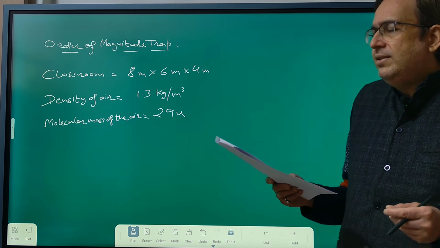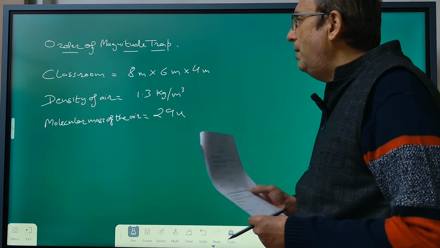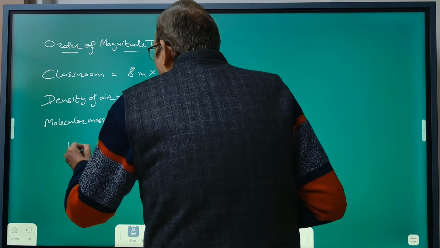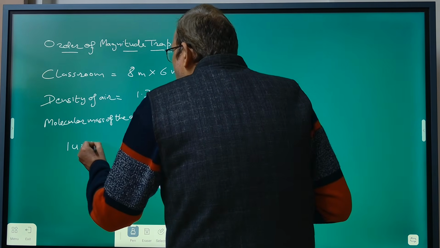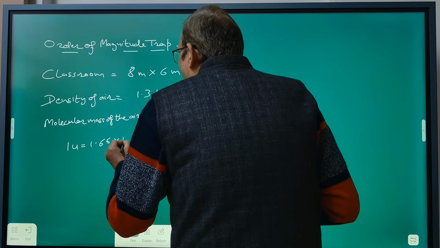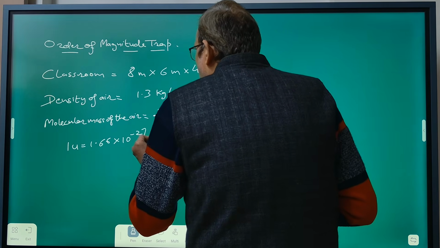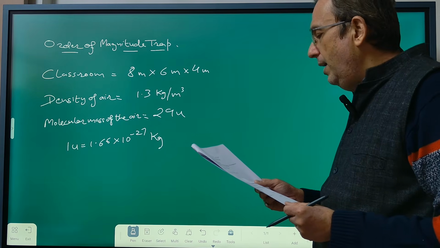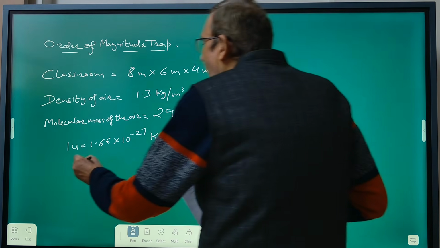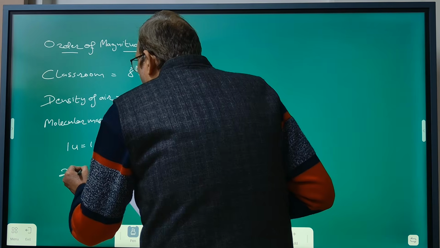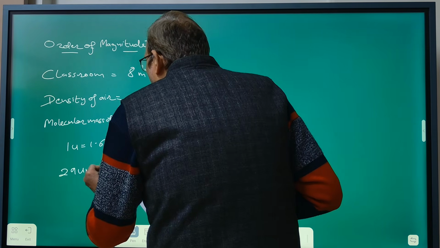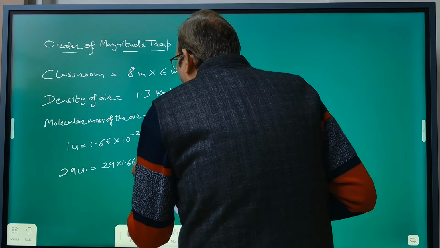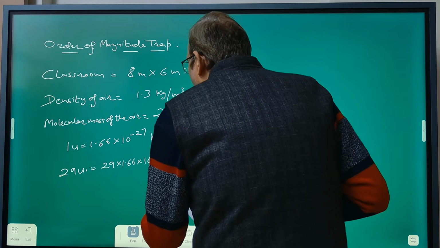So then what is the mass of one molecule of air? Since 1 atomic mass unit is equal to 1.66 into 10 raised to power minus 27 kg, 29 units would be equal to 29 into 1.66 into 10 raised to power minus 27 kg.